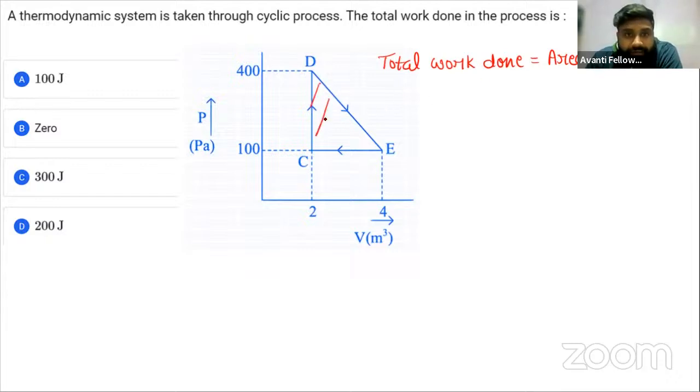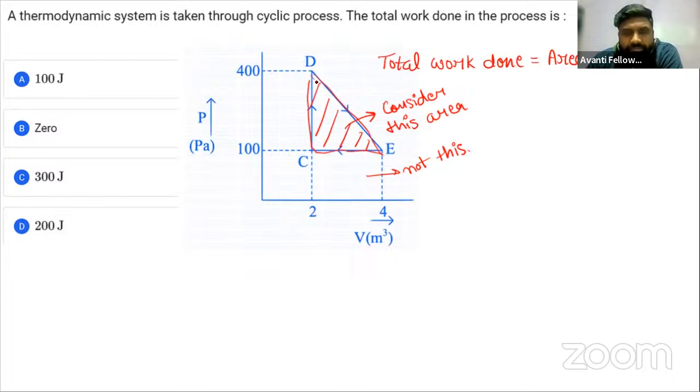So we are only interested in this area because this is a cyclic process. This area is bound. You do not need to consider this area. So this area we will not consider. We will consider this area, not this, because this is the area under this curve. So we are only interested in this.